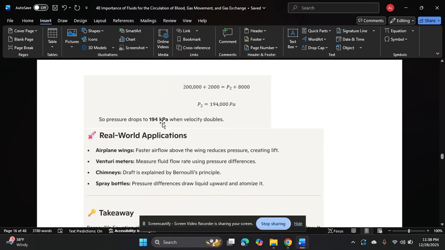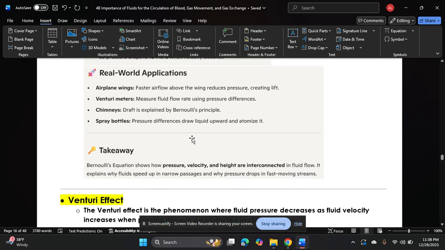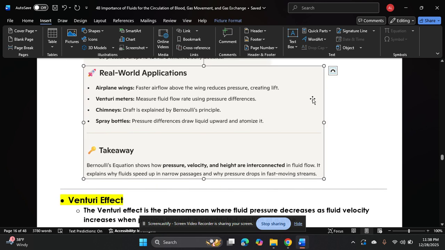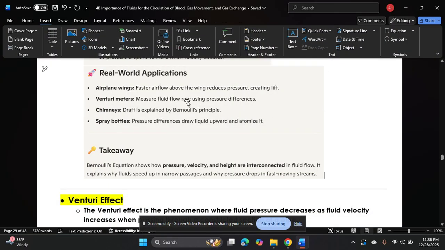Kilo is 3 zeros. So that's the kilopascal value when velocity doubles. Real world application: airplane wings. Faster airflow above the wing reduces pressure, creating lift, right? Venturi meters, very important, measure fluid flow rate using pressure differences. Chimneys, draft is explained by Bernoulli's principle, right? Spray bottles, pressure differences draw liquid upward and atomize it, so you can spray it over a wider area. Why do you think that's happening? Because of the pressure difference, right?